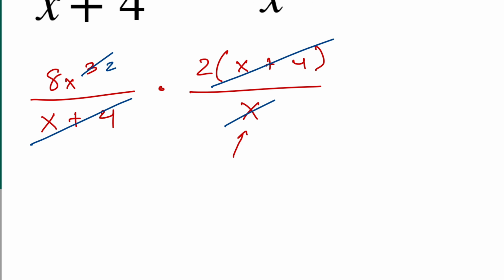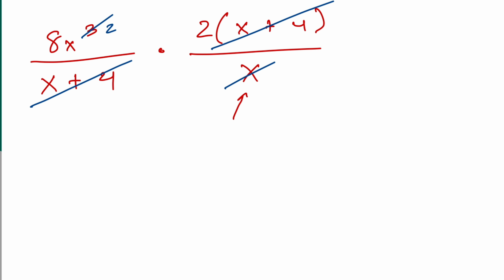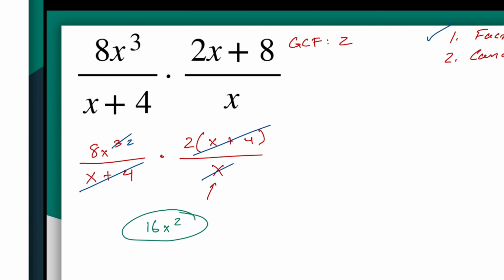Now look at the small amount of things that I have to multiply. All I'm left with is an 8x and a 2 to multiply, okay? So let's do that. 8x squared times 2 gives you 16x squared. Now that's the final answer, okay?